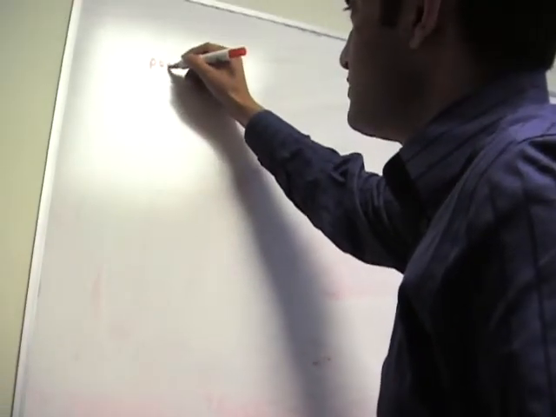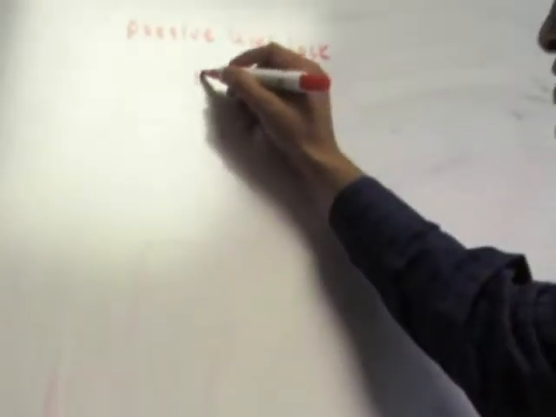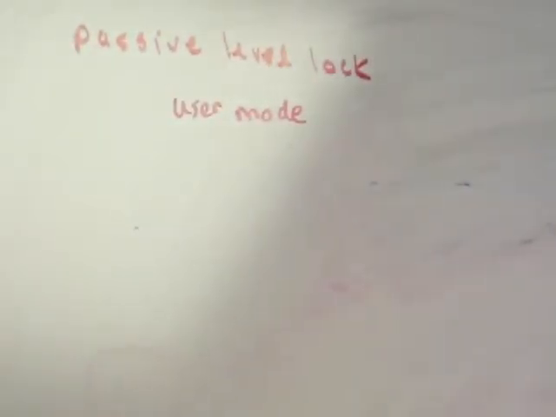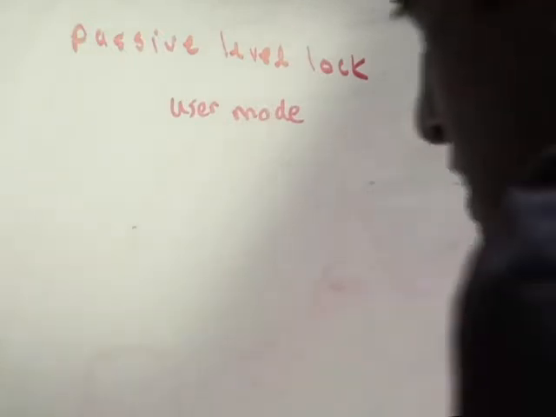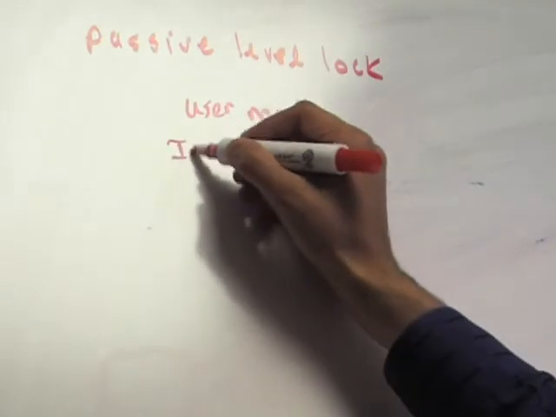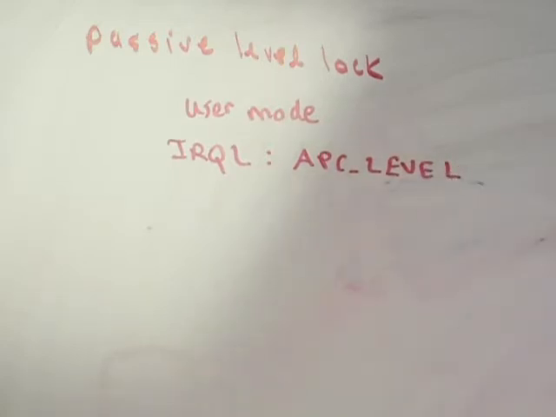You'd have a passive level lock, and something like this basically implies that if the thread can't get the lock, it'll block. And so all user mode locks fall into this category, right? Typically if you can't get it, you'll block, and the scheduler will pick another thread. In kernel, there's also a set of locks. We have push locks, fast mutex and things like this, which are passive level locks also. It's a little bit of a misnomer because in kernel you could have up to IRQL equal to APC level. We'll talk about that in a second.